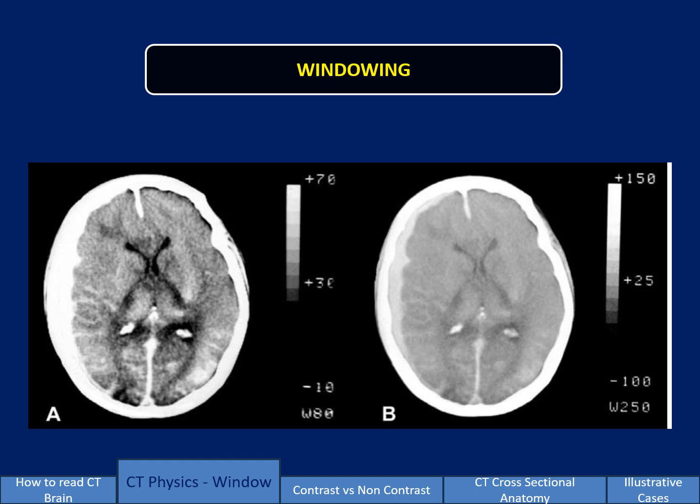Importance of it. For example, this is a patient in which in the right side of the brain it appears totally white. But once we change and alter the window to a different thing, we are able to see between the bone and brain tissue, there is a hyperdense subdural hematoma which is seen. So this is the importance of windowing. Only on changing the window, we might be able to appreciate even important findings in the brain.